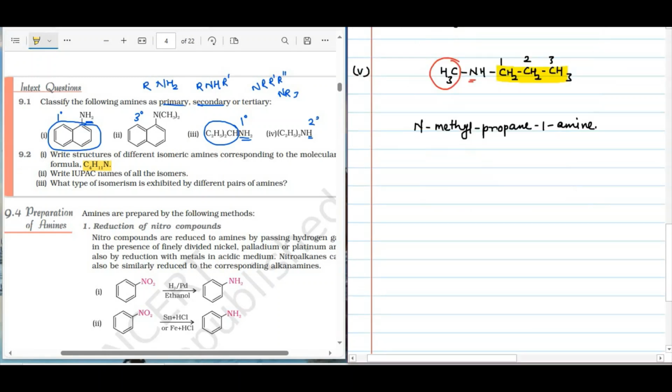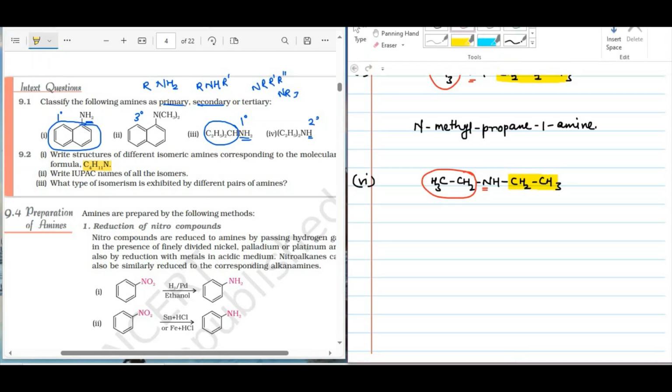Another structure, by changing the length of the alkyl group attached to the amine. Now the sixth structure we can draw: CH3 single bond CH2. At the center NH is there. On the other side also CH2 and CH3. The longest carbon chain is 2 carbons long. An ethyl substituent is bonded to nitrogen.